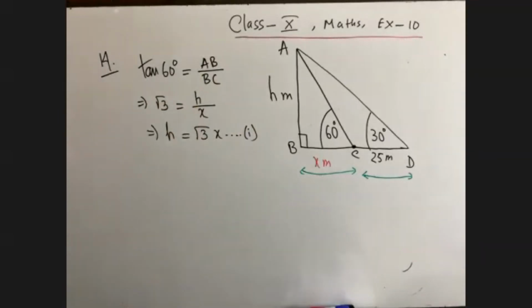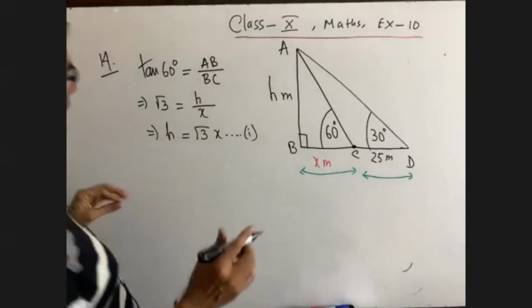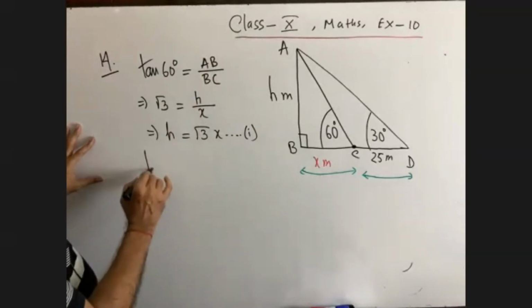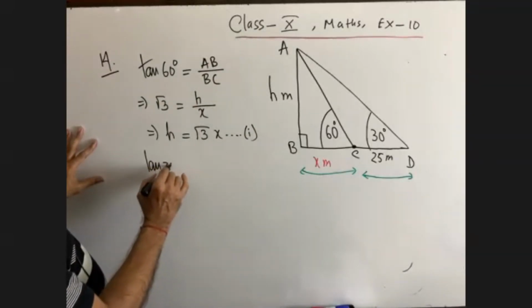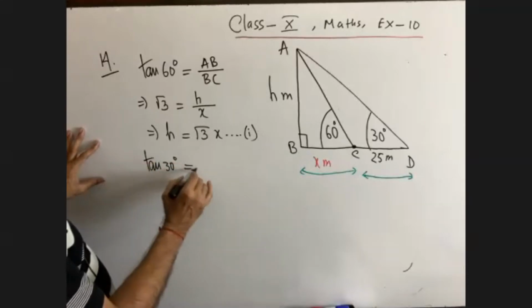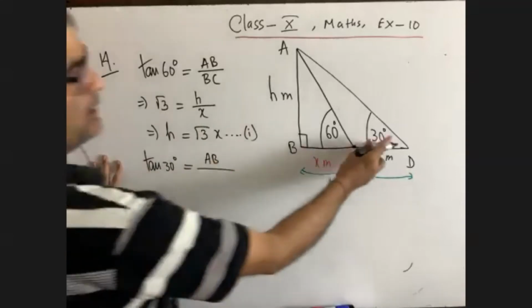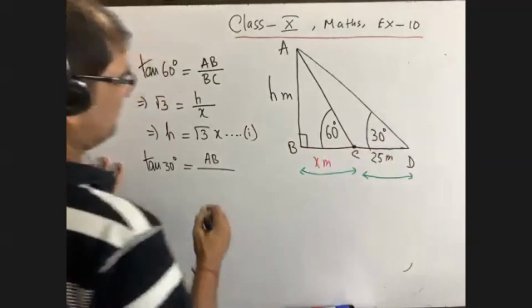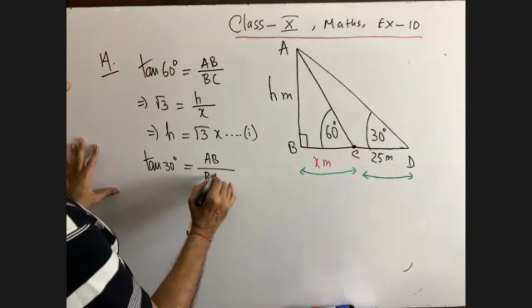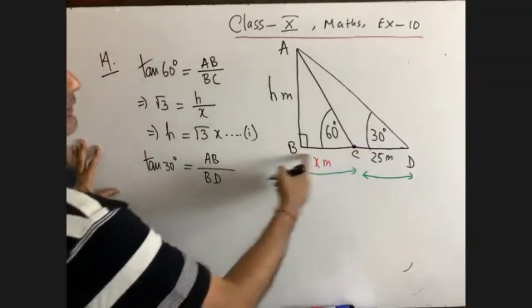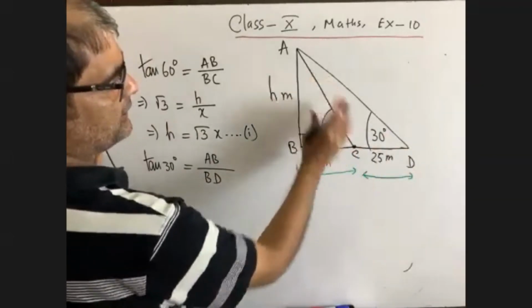Are you getting me? Then let's write tan 30 degrees. Tan 30 degrees is what? AB over base. When this is the angle, our base is from top to bottom, BD. Suppose it is not given, then the base is BD.